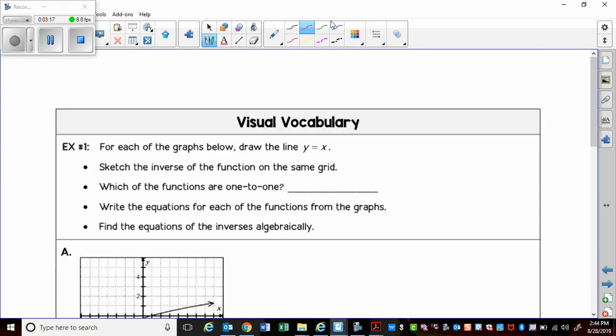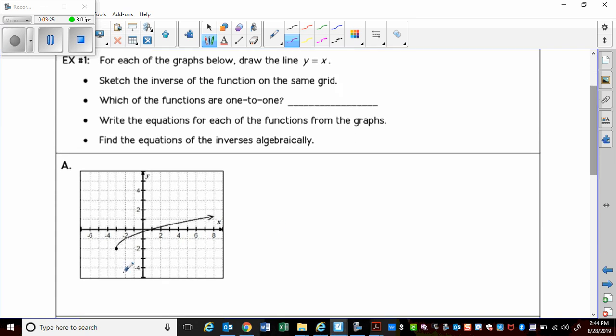Okay, so let's look at this. It says, for each of the graphs below, draw the line y equals x first. Okay, so this one, y equals x, is a slant line, goes through 1, 1, 2, 2, -2, -2, like this. Sketch the inverse of the function on the same grid. Which of the functions are one-to-one? So my original function looks like this.